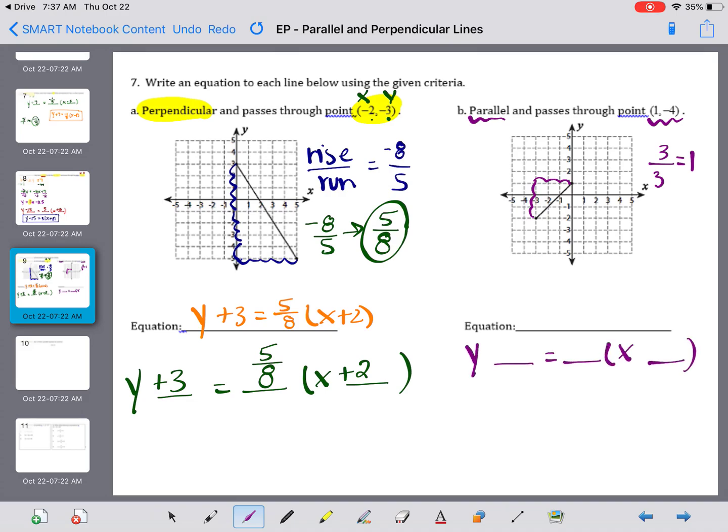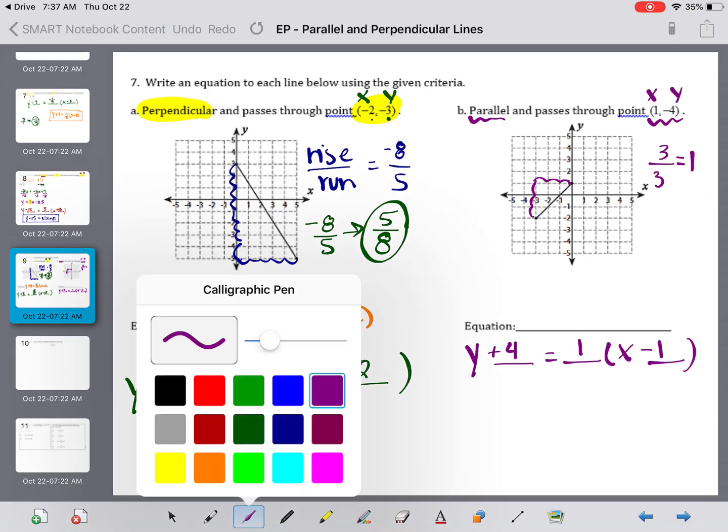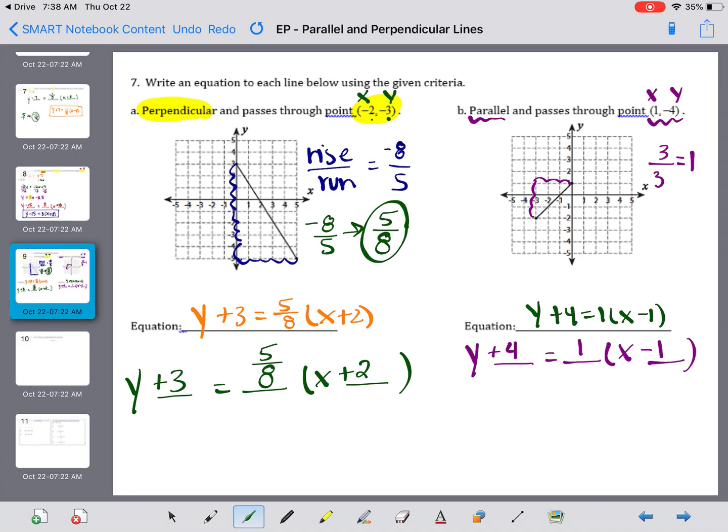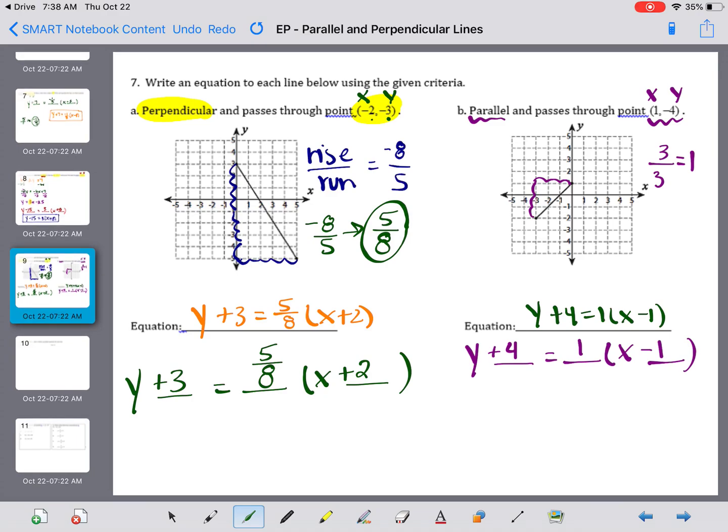Fill out the skeleton. Our slope goes here. And then fill in your point, x, y. X goes with x, but change the sign. Y goes with y, but change the sign. So your equation should look something like this. And again, you don't have to write the 1 there. You can if you want to. There we go.